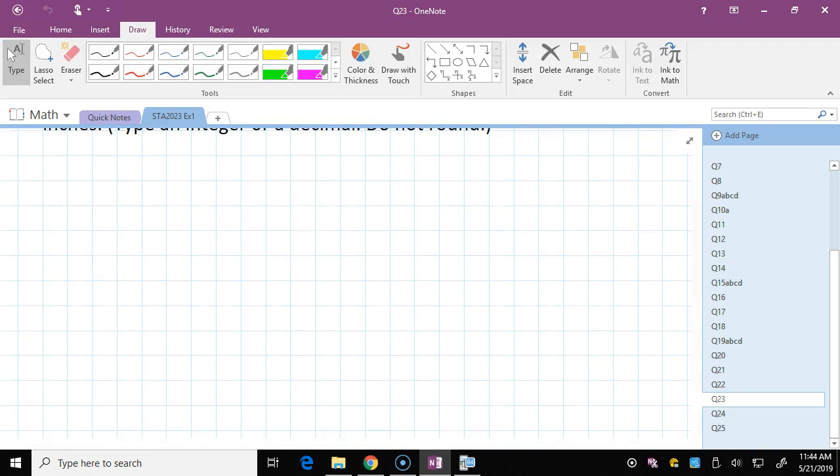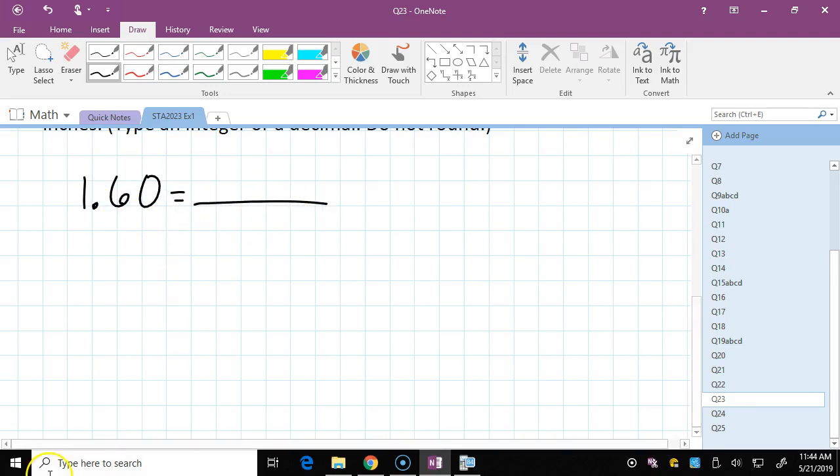So we know the z-score is 1.60, equal to, do we know what the data element is? No, that's what we're looking for. Minus, what's the mean? 65. Divided by, what's the standard deviation? 1.5. Okay. So we need to solve this little equation.